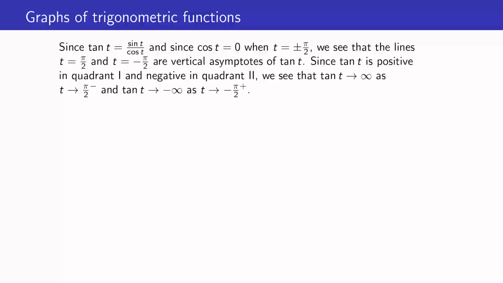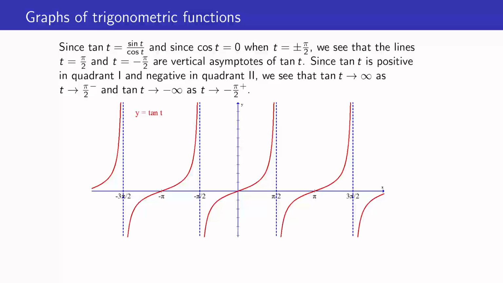Since tan t is positive in quadrant 1 and negative in quadrant 2, we see that tan t goes to infinity as t goes to π/2 from the left, and that tan t goes to minus infinity as t goes to −π/2 from the right. So using that information, we can sketch the graph of y = tan t, which is given here below. We see from this portion of the graph that as t goes to π/2 from the left, then tan t goes to plus infinity, and that as t goes to −π/2 from the right, then tan t goes to minus infinity.